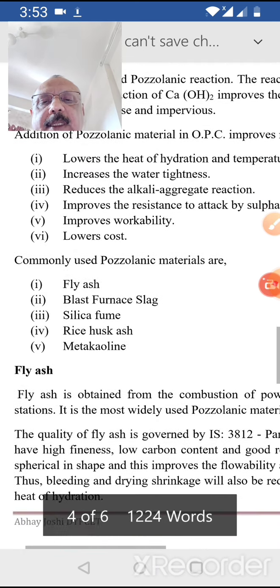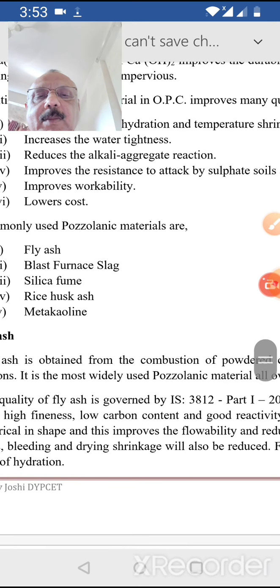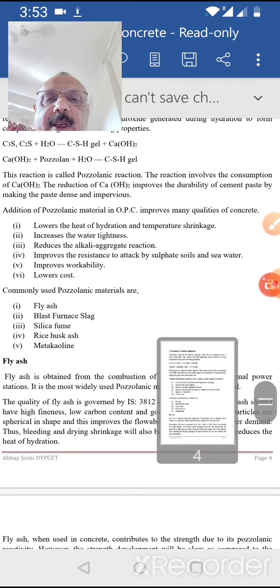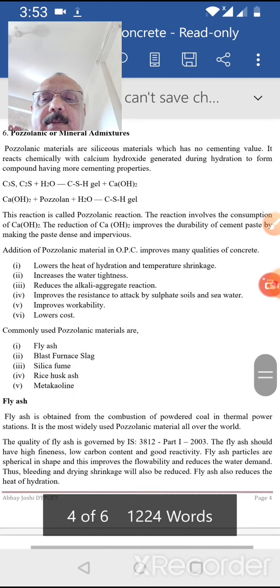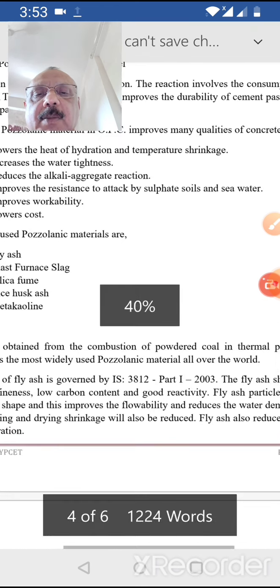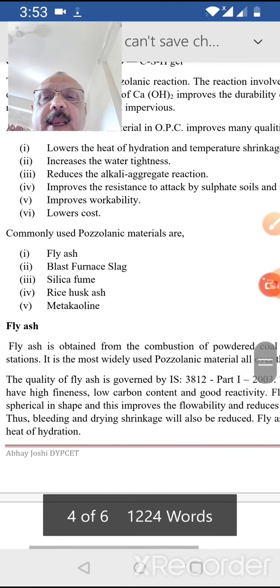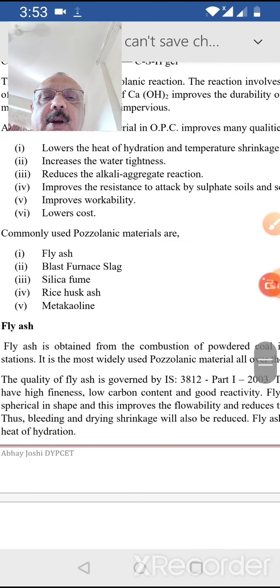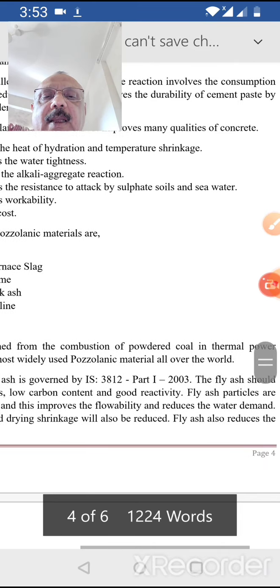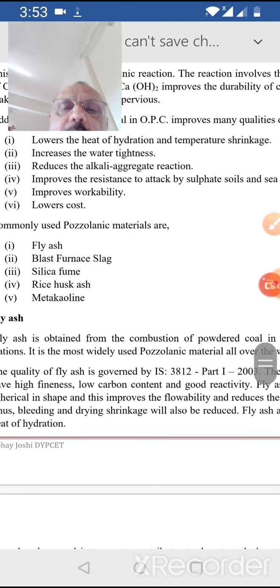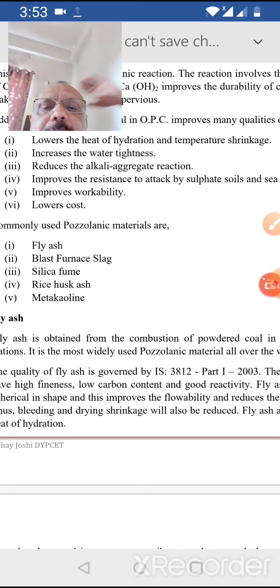Now let us see one by one. What is this fly ash, which is more commonly used pozzolanic admixtures? Now, fly ash is obtained from the combustion of powdered coal in thermal power station. So this is a very special ash. It is not ordinary ash obtained in any industry.